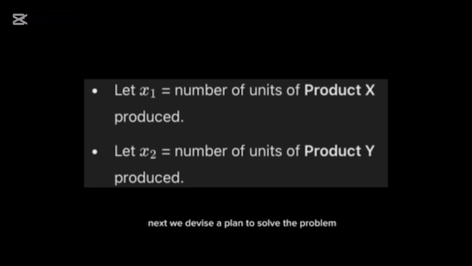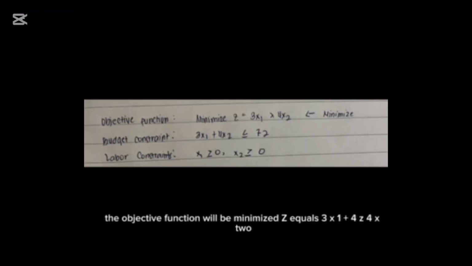Next, we devise a plan to solve the problem. Define decision variables. These represent the number of each product produced. For our problem, let x1 be the number of units of product X produced, and let x2 be the number of units of product Y produced. The objective function to be minimized is Z = 3x1 + 4x2.